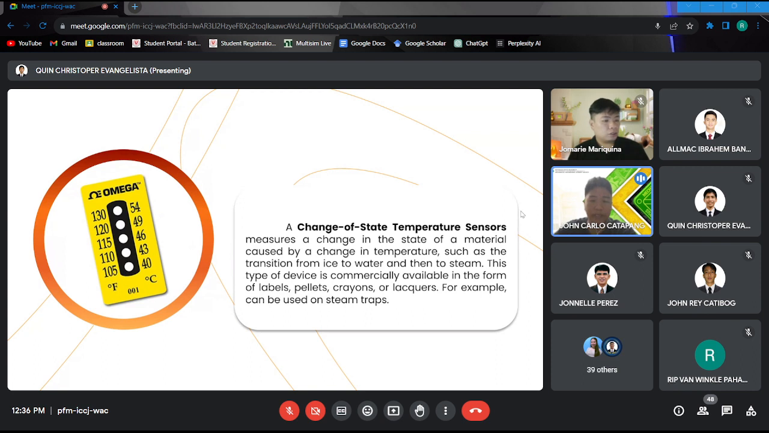Then ang isa ko pong example dito sa ating temperature sensor is, kung familiar po tayo sa temperature gauge ng mga sasakyan. Alam naman po natin na yung temperature gauge ng sasakyan is connected po sa radiator. And yung radiator po is naglalaman ng coolant or water. Kapag po wala na pong nasasagap na coolant or water yung ating temperature gauge, dun pa lang po nangyayari yung overheat ng sasakyan. So malaking tulong po yung temperature gauge sa mga sasakyan. Next na po.